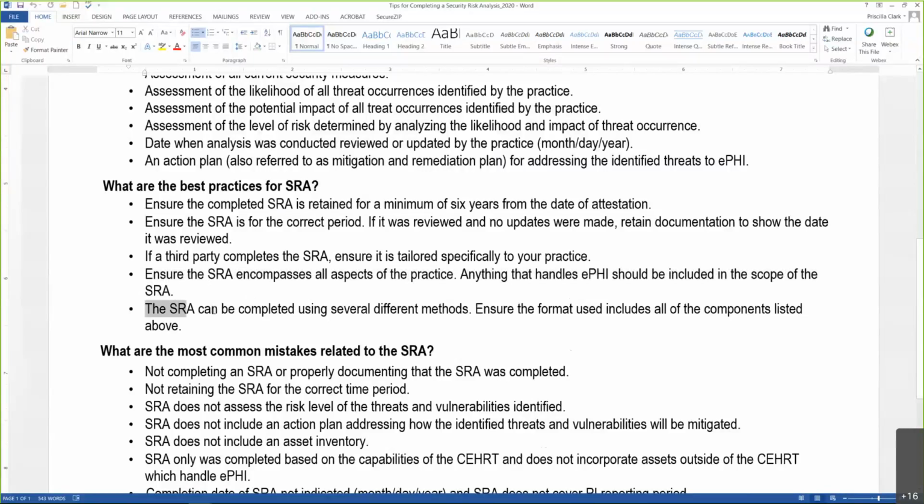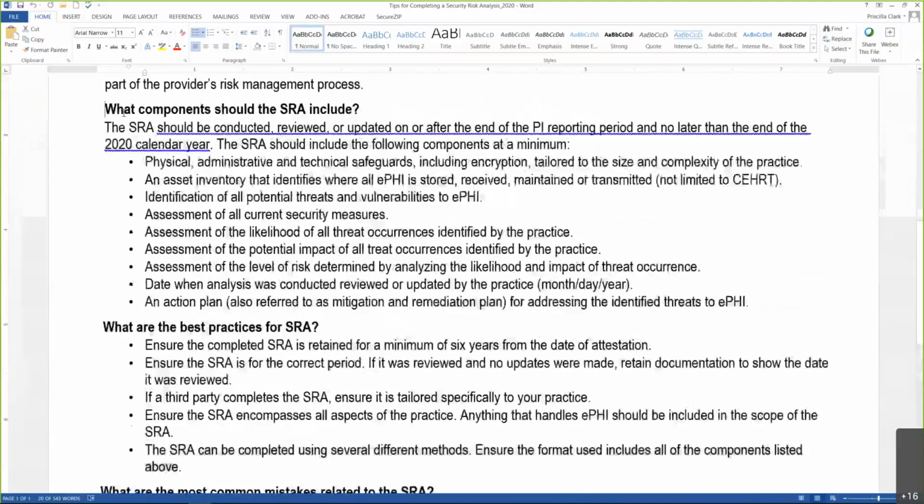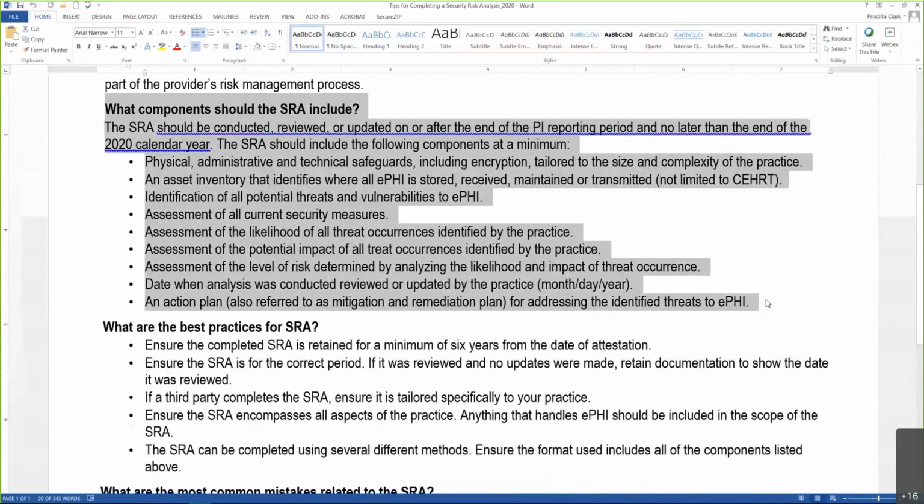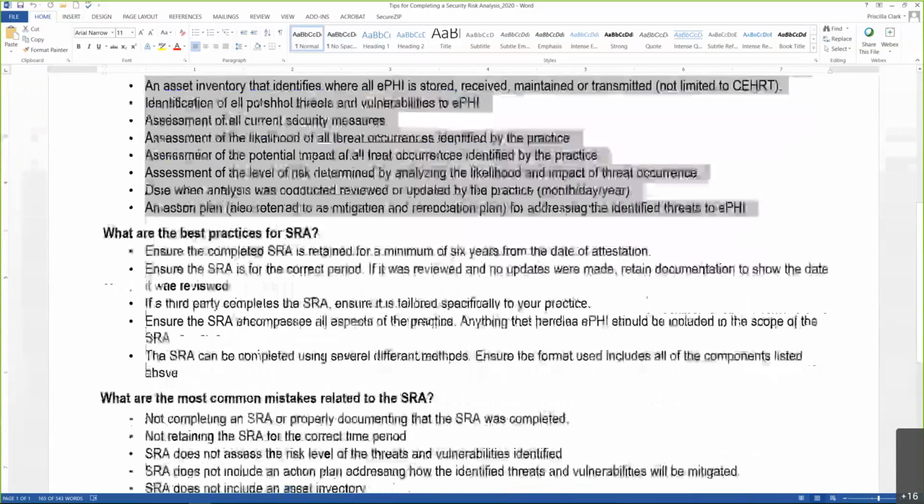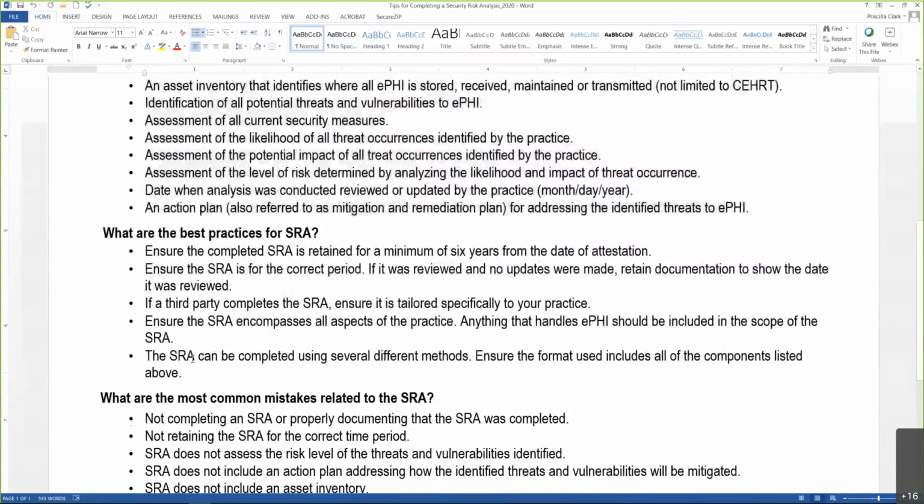You want to ensure that the SRA can be completed using several different methods. So ensure that the format used includes all the components listed above. So if you're using a template, you want to make sure it covers all those requirements that we discussed that need to be documented in an SRA. And if that template does not discuss that requirement, you need to add it in there because the practice and the provider are responsible for making sure all those requirements are met.